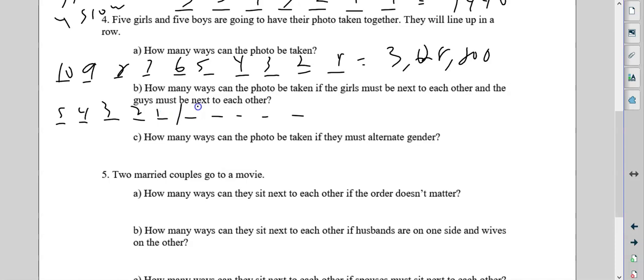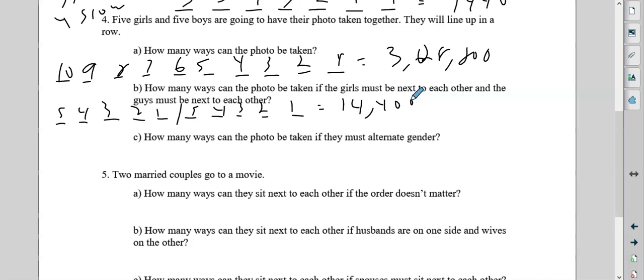And your boys 5, 4, 3, 2, 1. Because the girls have to be in a group and the boys have to be in a group. And if you do that, that gives you 14,400. But that's not the only possibility.